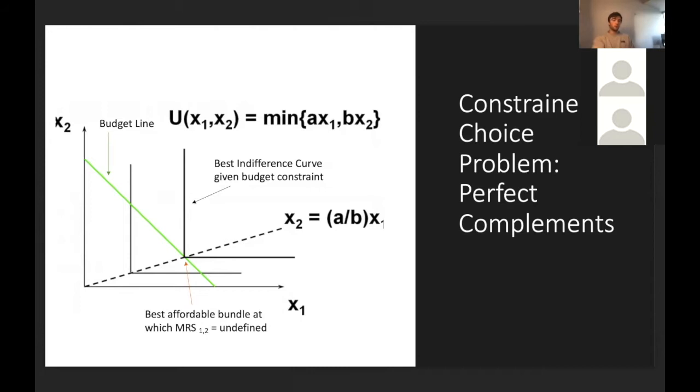And if you're looking at the optimal choice problem, so we have to figure out the point of tangency, we're literally just looking at where this function, x2 equals a divided by b times x1, intersects the budget line. So when you see perfect complements, you should get excited. These problems are really easy. You're not even working with a curve anymore. Despite how confusing it might look at first, once you get the hang of it, you're going to love when you see these problems on the exam. And again, that's where the best affordable bundle is, where the marginal rate of substitution is undefined.